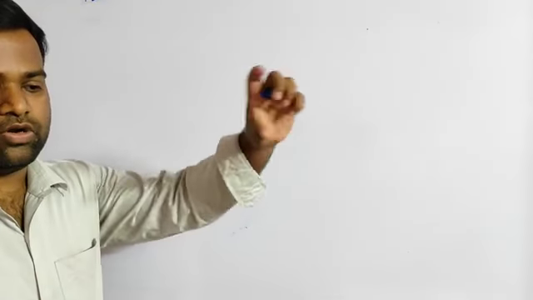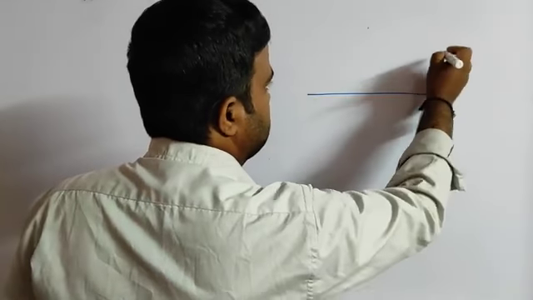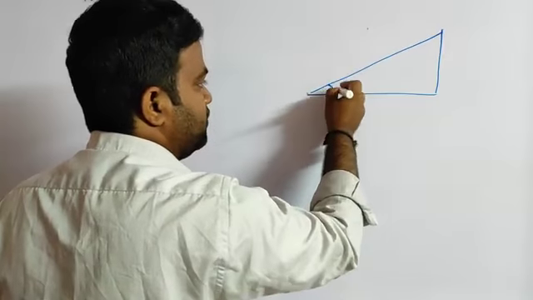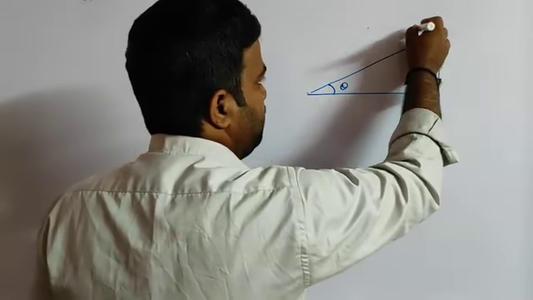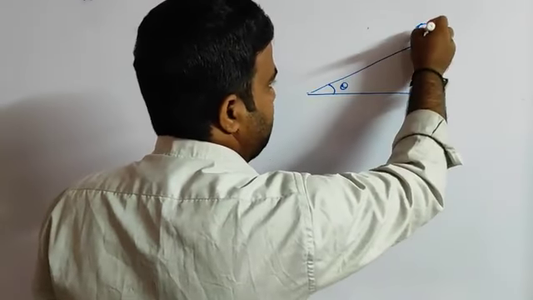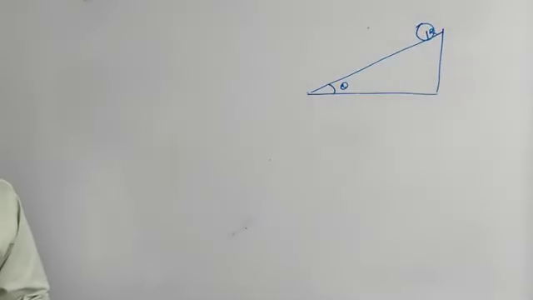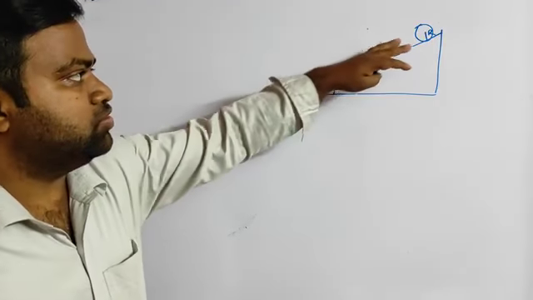Today in this video we'll discuss the acceleration of an object rolling on an inclined plane. Suppose this is your inclined plane and the angle is theta with the horizontal, and a cylinder or any object which has radius r is rolling down this inclined plane. Inclined plane or ramp, we say for this type of situation.